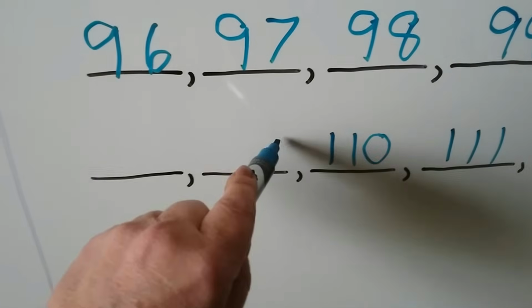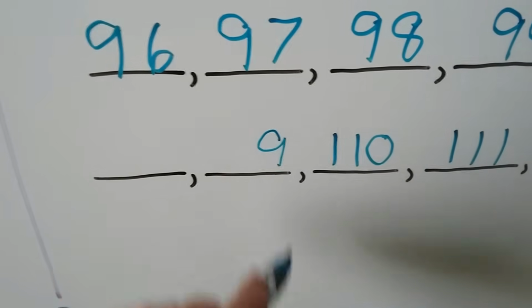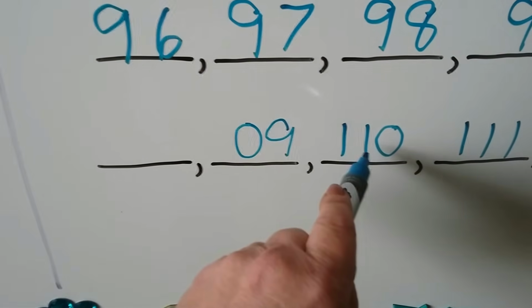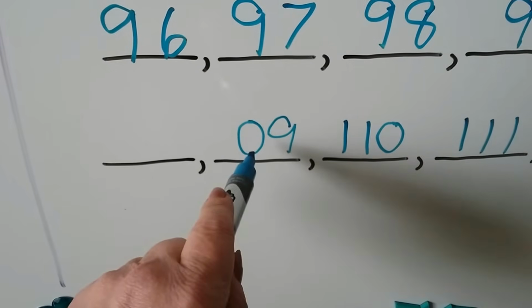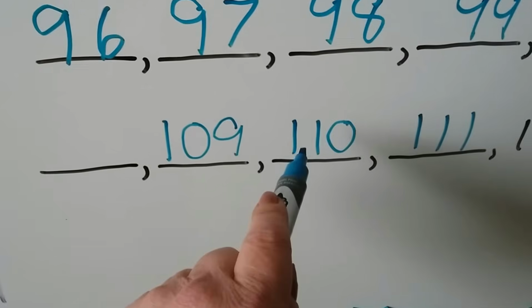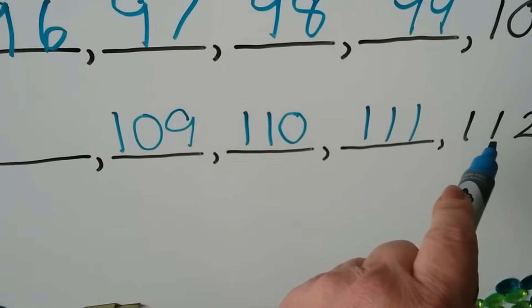If you said 9, you're right. So now we have a 9 in the ones place. We have no 10s because we had 110, but now it went down by 1 to a 0, and we still have our 100. So we have 109, 110, 111, 112.